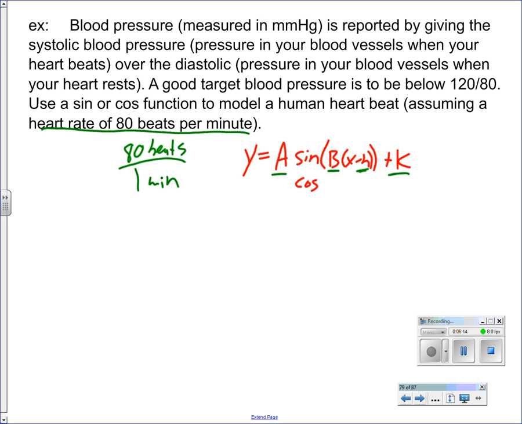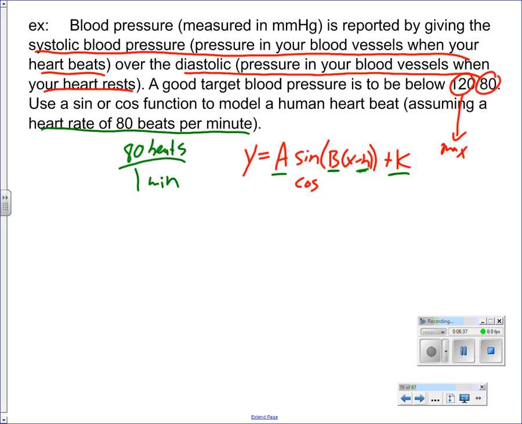So again, we're trying to model the blood pressure to look for where we have a maximum blood pressure. We look at this sentence here, it tells us systolic blood pressure is the pressure when your heart beats, that's the higher one, over diastolic, which is the pressure when your heart rests, that's the lower one. And it tells us here we're looking for 120 over 80. So 120 is going to be our max, our systolic blood pressure, and 80 will be our minimum, our diastolic blood pressure.